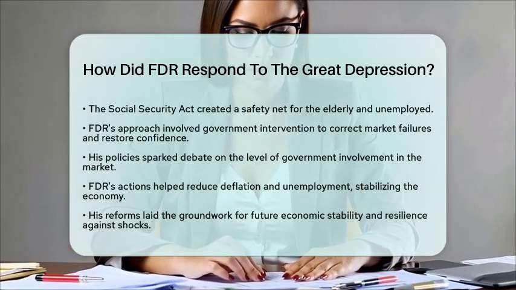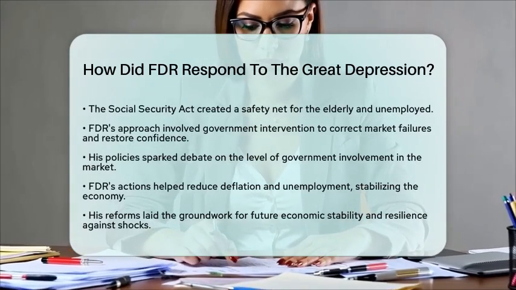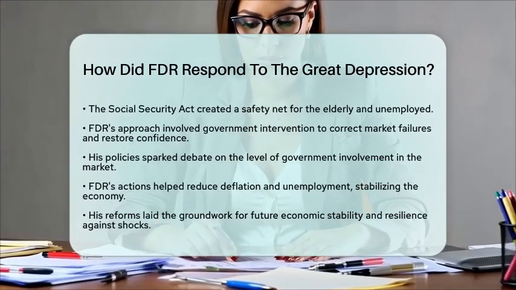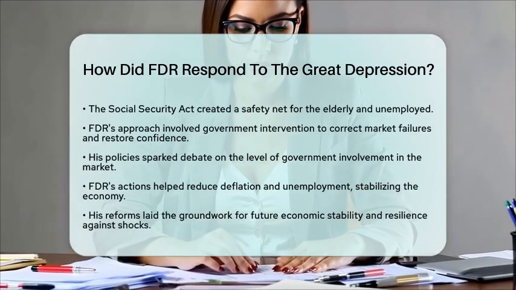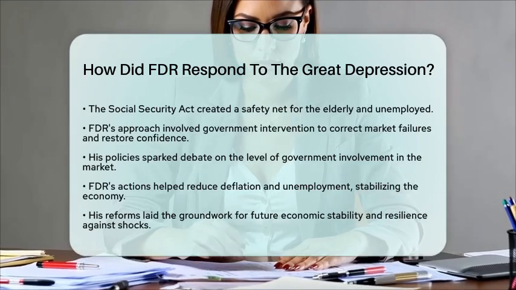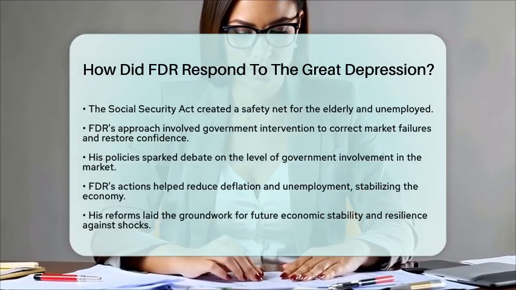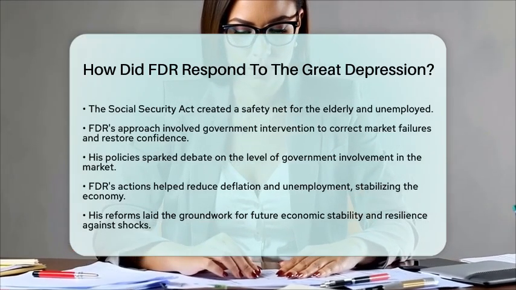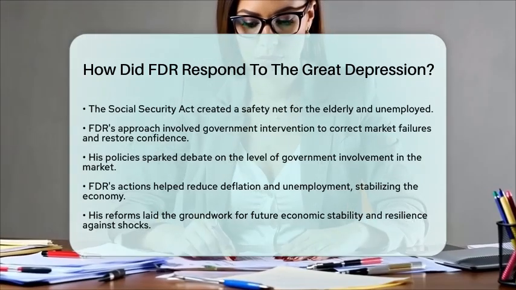In practical terms, FDR's actions helped end the worst of the deflation and unemployment that marked the Great Depression. By stabilizing banks, supporting industries, and creating jobs, he restored some balance to the economy. His reforms also laid the groundwork for future economic stability, making the system more resilient to shocks.